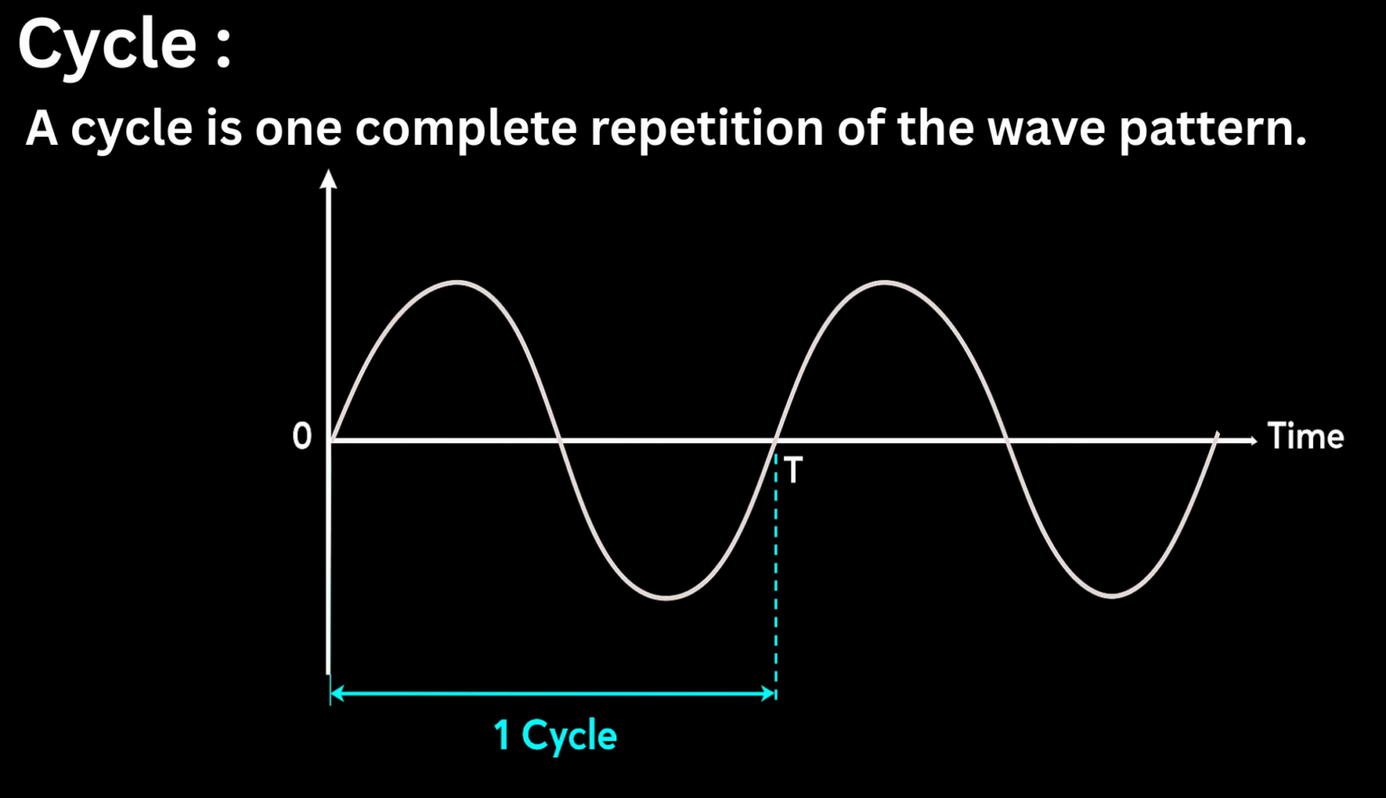So if it took our swing 3 seconds to complete that full back and forth journey, we would say the period of the swing is 3 seconds. The period is the answer to the question, how long does one repetition take? Understanding the period is like having one half of a treasure map. The other half is a concept called frequency.